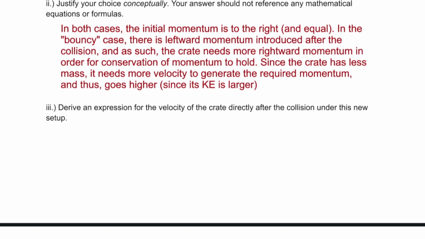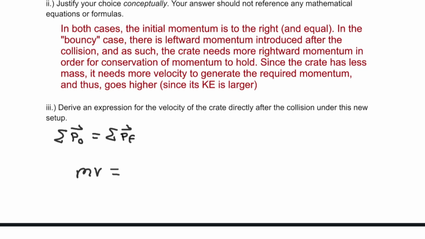Derive an expression for the velocity of the crate directly after the collision under this new setup. Well, this is going to be way easier than the thing we just did, because we can just say that, of course, the sum of momentum before equals the sum of the momenta after. Before, we just have an m at a velocity v, and it's just v, not v0.